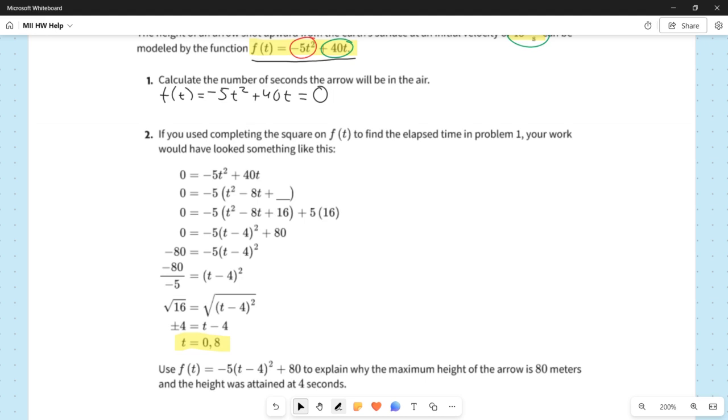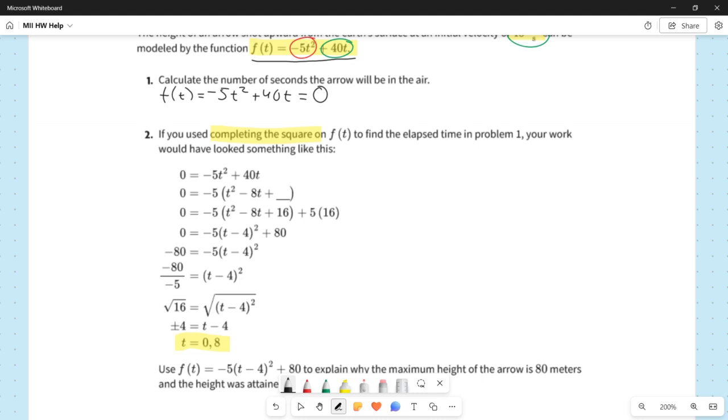The method that is shown in question number 2 is totally valid and totally works. It's completing the square. So you can see here that they identify this as completing the square. For number 1, there is an easier way to solve that still gets us our correct answer that does not involve completing the square. And so that's the method that I'm going to use for number 1, because it doesn't say how to solve it. It just says solve it or calculate.